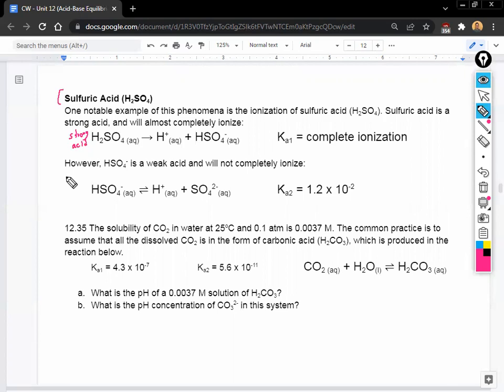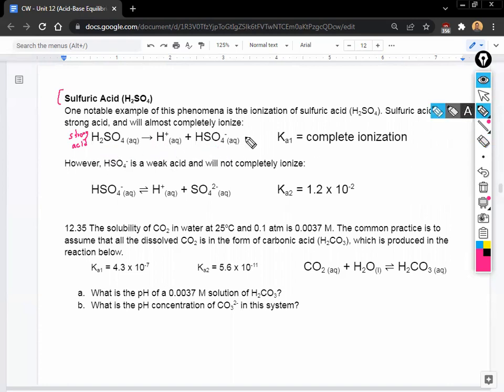So sulfuric acid is a strong acid, which means it doesn't have a Ka because it has almost complete ionization. So it's not in equilibrium. Okay, it breaks down completely. So if you have 1 mole of sulfuric acid, you're going to get 1 mole of H plus and 1 mole of the conjugate base. Okay, it's a strong acid, complete ionization.